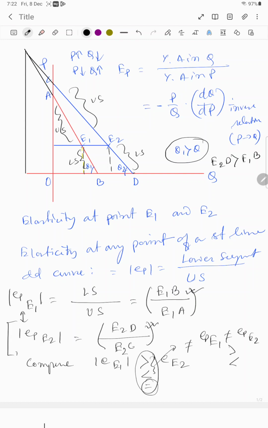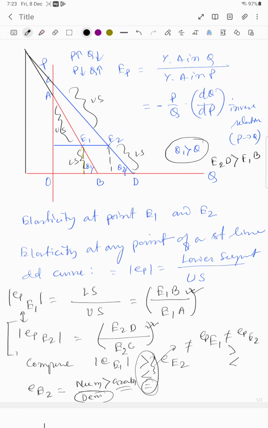So in this case, at E2 the numerator is already greater, and we already found that out. Now the second part is coming. If the numerator is greater, that gives us an idea that this elasticity is supposed to be greater. Now you have to look into the denominator.